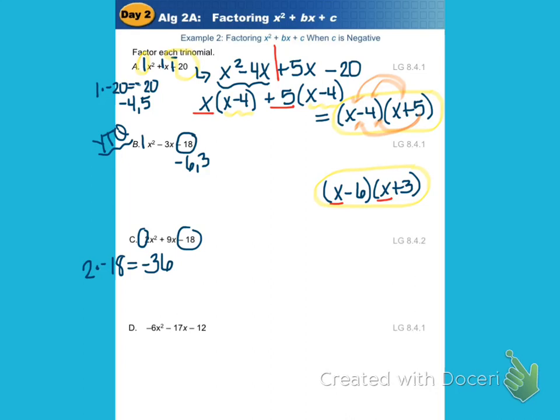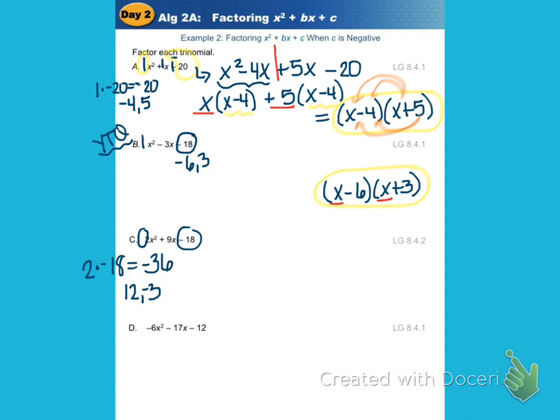When I think of 36, I usually think of 9 and 4, but since one of them has to be positive and one has to be negative, that's not going to give me 9. So I have to think of another pairing, and probably the next one that comes to mind is 3 and 12. I know 3 times 12 is 36. And if I want a positive 9, I'd want the larger of those numbers to be the positive one. So I thought about 12 and negative 3, and 12 and negative 3 add up to the positive 9 that I need.